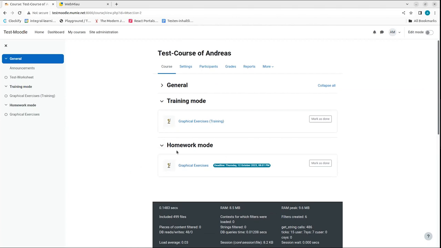And what I wanted to tell you about that is that the grades are shared with the course. You get grades for these exercises in the homework mode too, and these are moved to Moodle, and you can use them as grades like any other test or STACK exercise or whatever. Okay.